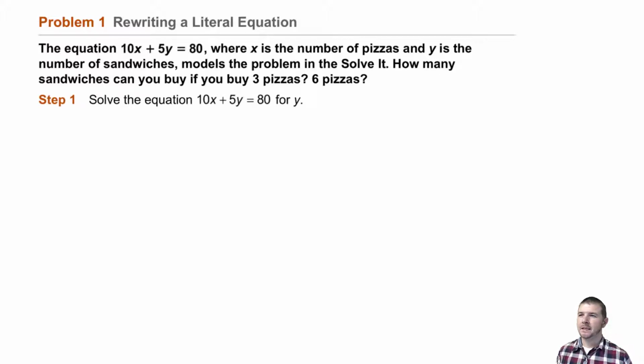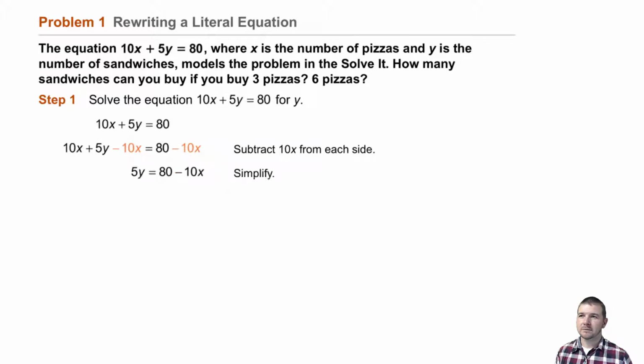Step 1. Solve the equation 10x plus 5y equals 80 for y. So rewriting the equation 10x plus 5y equals 80, and then working to isolate y, we would first subtract 10x from each side. 10x plus 5y minus 10x is 5y, and 80 minus 10x, those aren't like terms, and so that right-hand side will just remain 80 minus 10x.